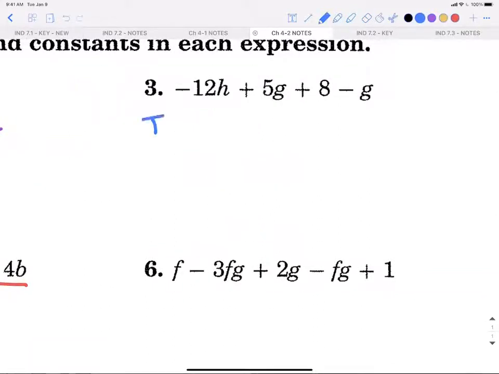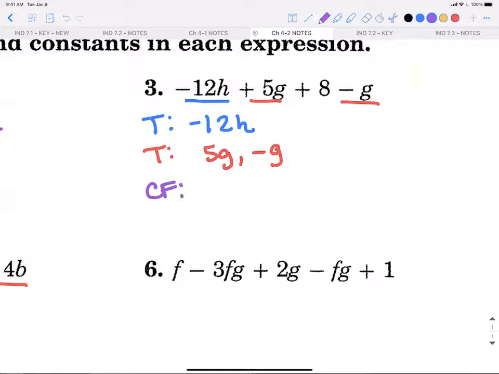My first thing is I'm going to look for my first kind of term. Looking at my terms here, I have H's and G's. So my first line is going to be my H's: negative 12H. Then on my next line of terms, I've got my plus 5G and my negative G. So 5G and negative G. Now I'm going to list my coefficients. That's every number in front of all my terms. So negative 12, 5, and negative 1.